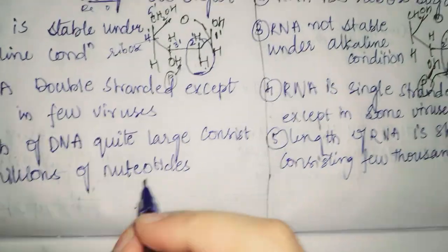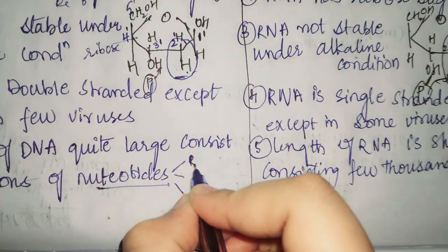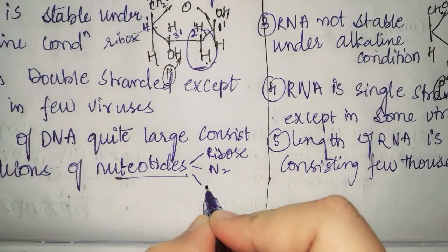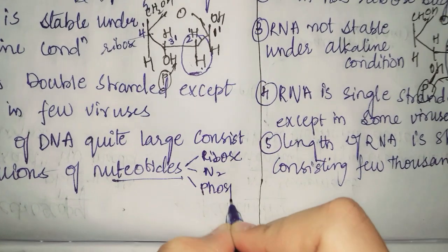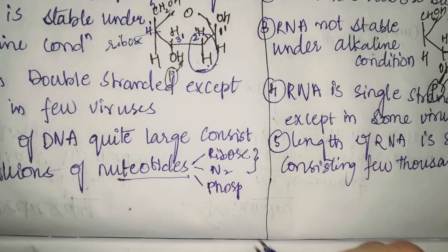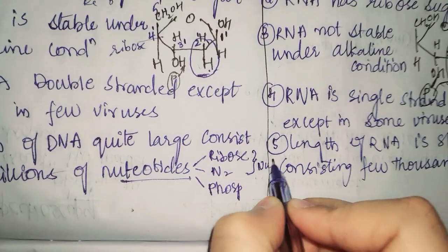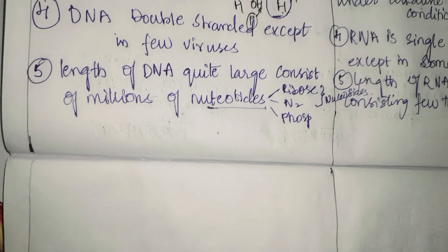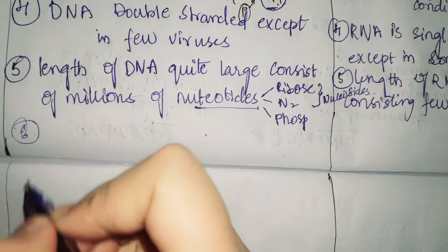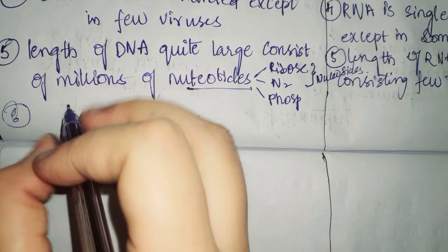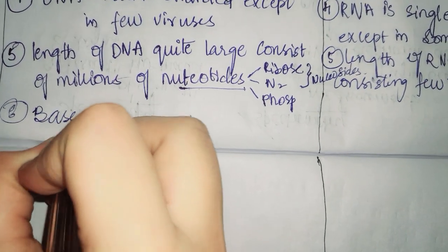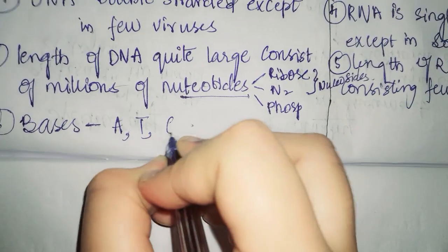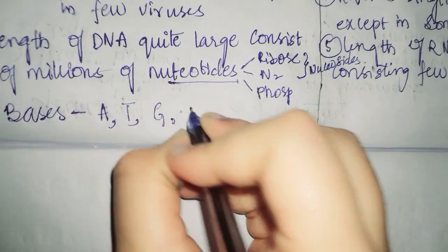And if you don't know, a nucleotide consists of three things: a ribose sugar, a nitrogen base, and a phosphate. And if we talk about the nitrogen base and ribose sugar, these two together constitute a nucleoside, right? Now we'll talk about the sixth main difference between DNA and RNA, which is the bases. In DNA, the bases are adenine, thymine, guanine and cytosine.